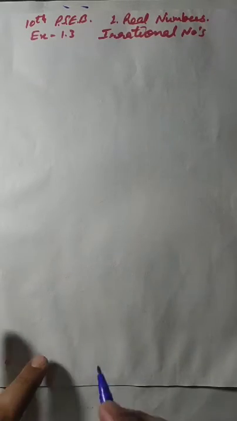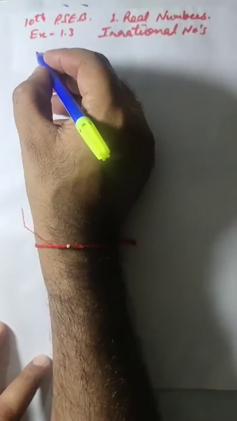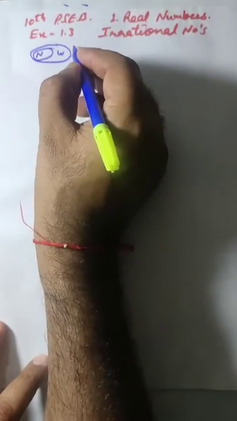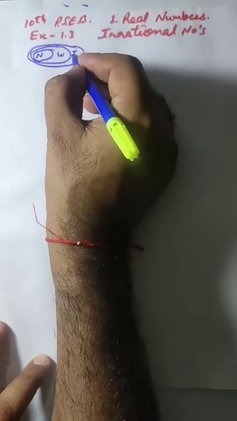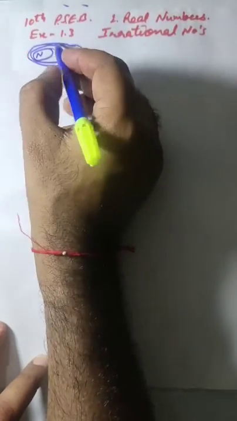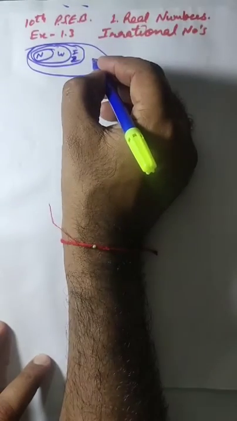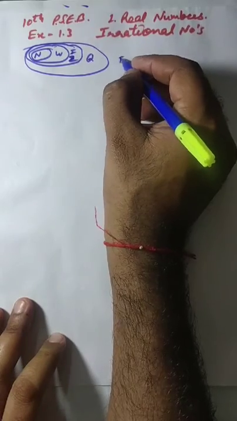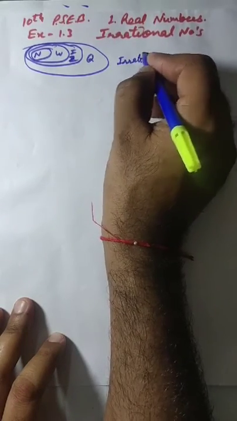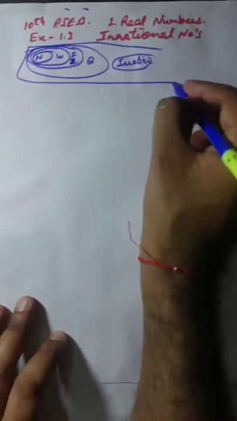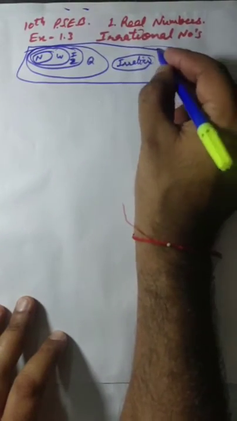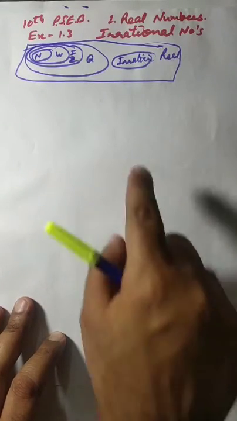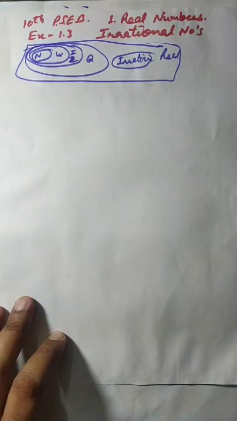As we have studied in our lower classes, we start from natural numbers, which are a part of whole numbers, which are a part of integers, I or Z. Integers are a part of rational numbers, and there is another kind of number which is called irrational. These two are the families of the set of real numbers. So we'll discuss irrational numbers here.